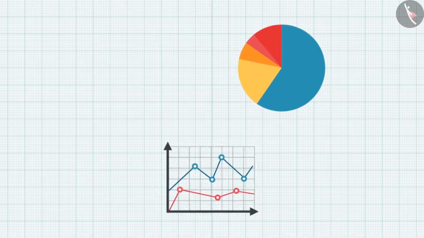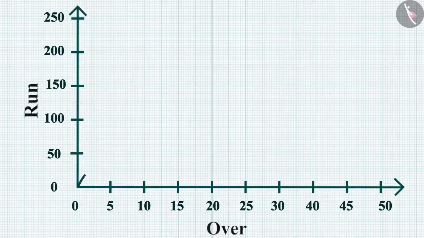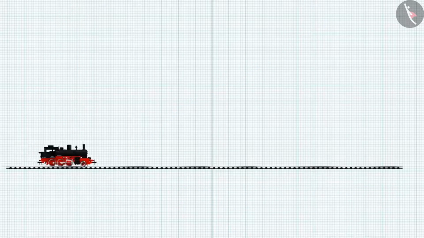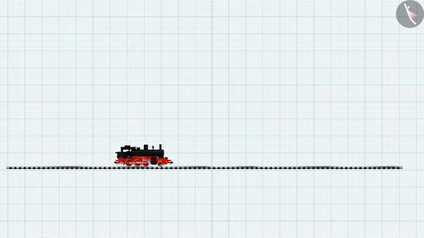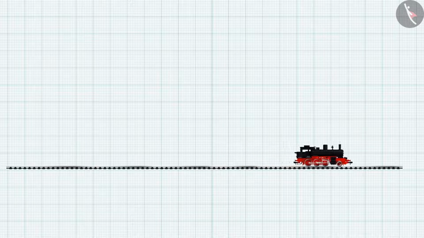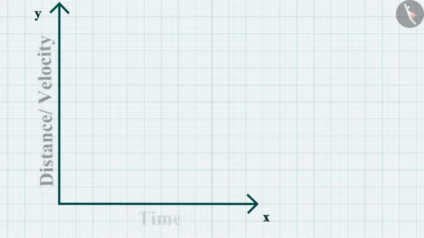Graphs offer an easy method to showcase the relation between two physical quantities. For example, during a cricket match, we can represent the performance of a team in a run versus over graph. Similarly, we can represent the motion of an object in a line graph. In a line graph, we can represent one physical quantity like distance or velocity with another quantity such as time.